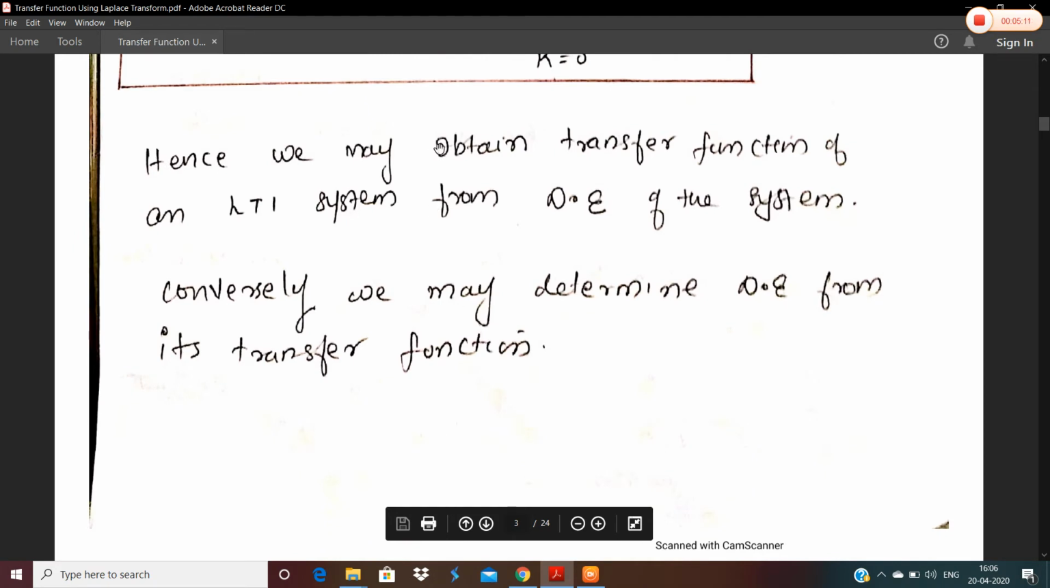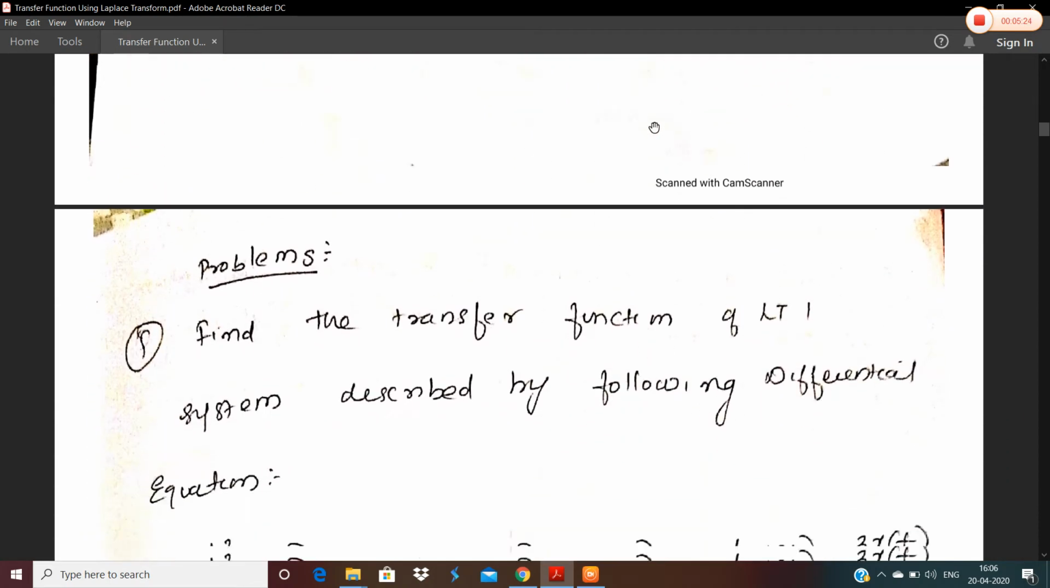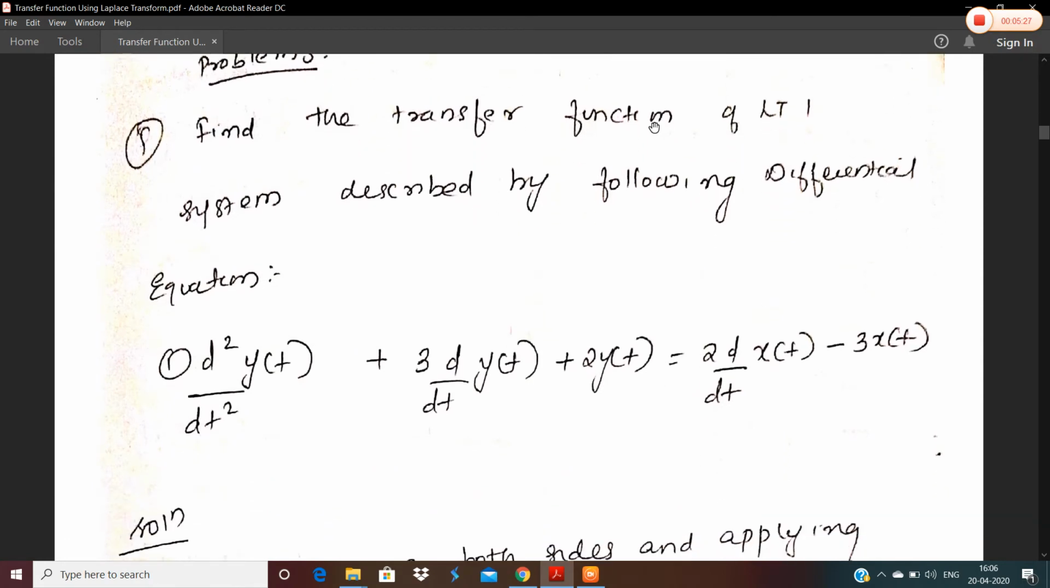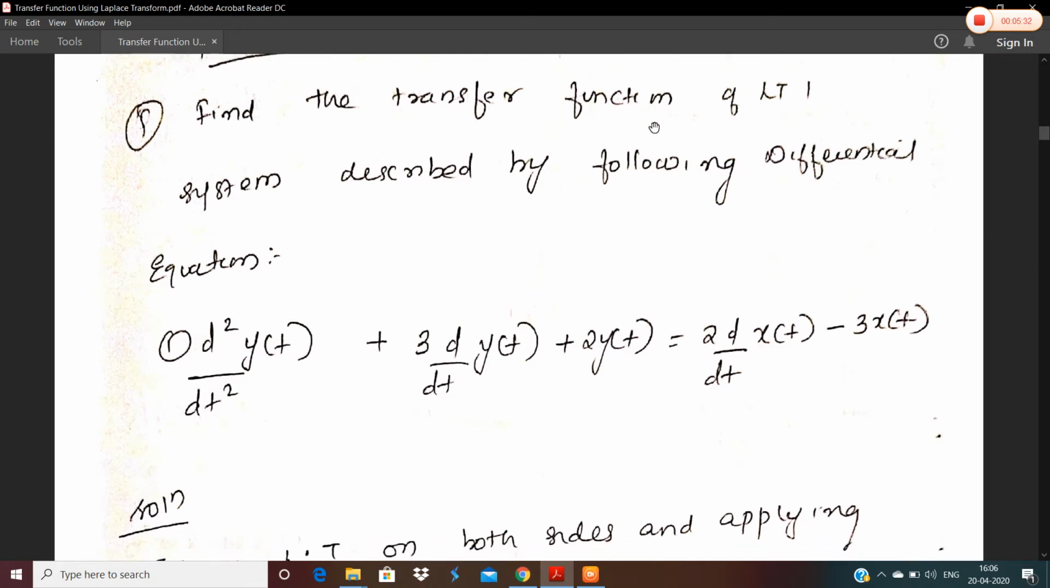Conversely, this is how we obtain the transfer function from the differential equation. In the same way, if you perform the reverse order, we can determine the differential equation if you are given the transfer function. So in the next two sections, we'll be seeing problems relating to differential equation conversion to the transfer function and transfer function conversion to the differential equation. So this is your first problem. Find the transfer function of the LTI system described by the following differential equation. The equation is d square by dt square y of t plus 3 d by dt of y of t plus 2 y of t is equal to 2 into d by dt of x of t minus 3 x of t.